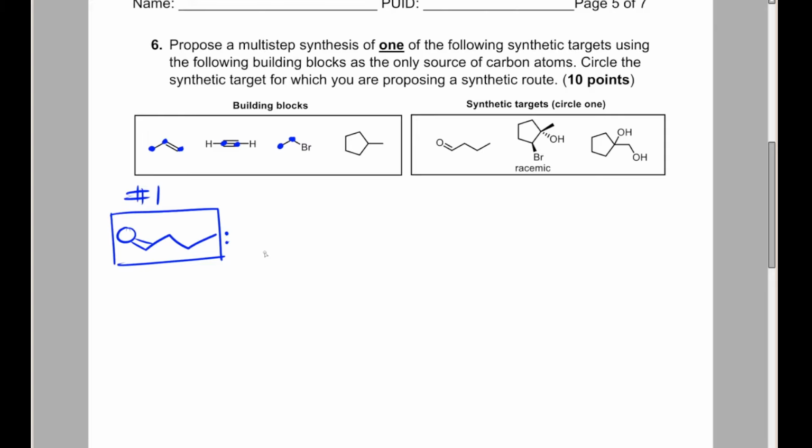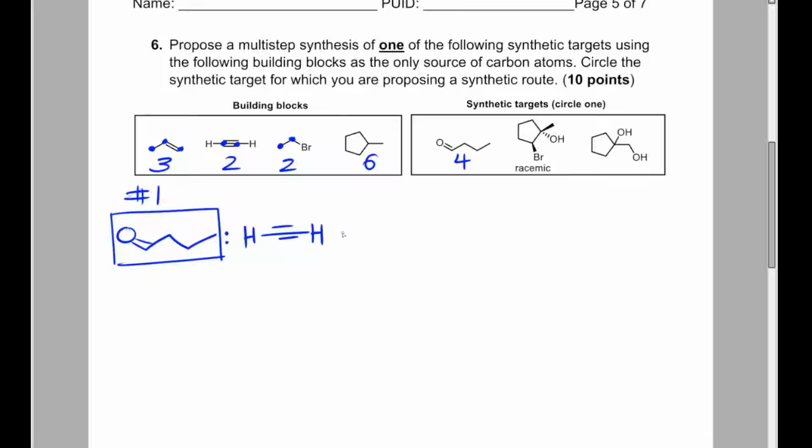And we want to choose building blocks that will add up to the total number of carbons in our synthetic target. So remember, this has 4 carbons, and the only way that any of these can add up to 4 is these two. So we want to use the alkyl halide and this alkyne as our building blocks. So let's start with the alkyne.